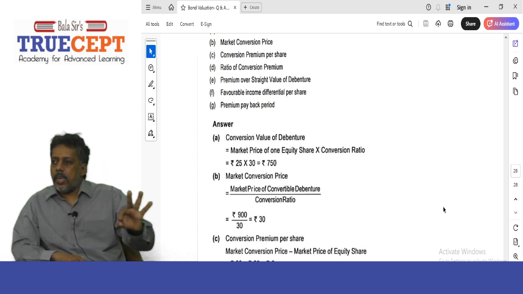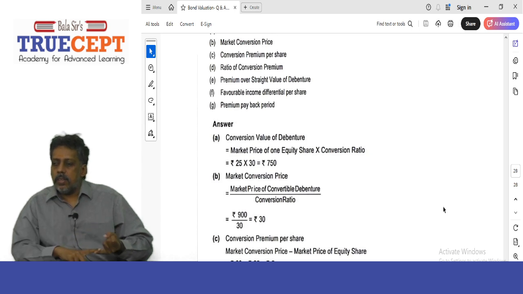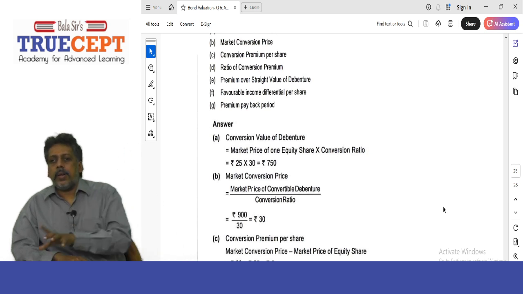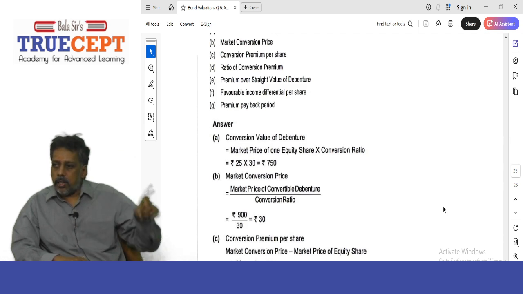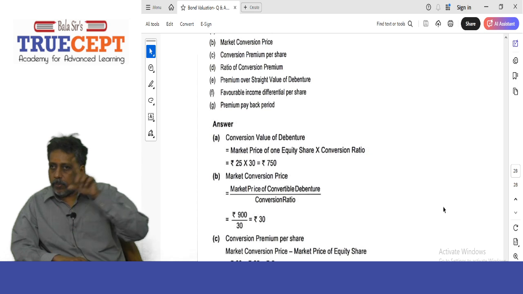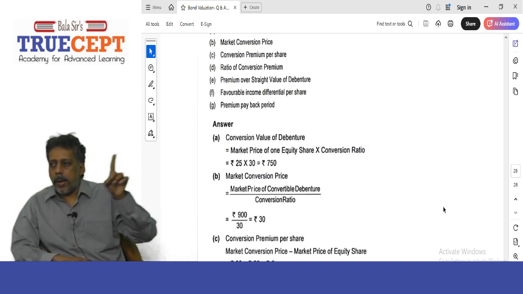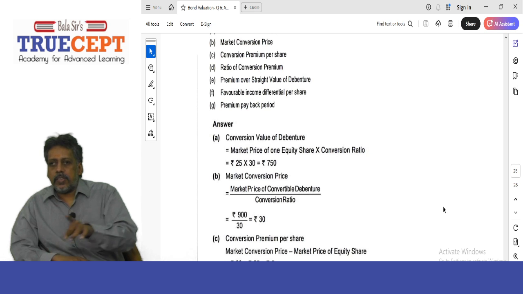It is 30 rupees. Rupees 30 is called the market conversion price, also known as the conversion parity price. I'll tell the reason later. Is that fine? Yes, sir. It is called the conversion parity, not disparity. What is that? Parity. Means sameness, right? So conversion parity price.